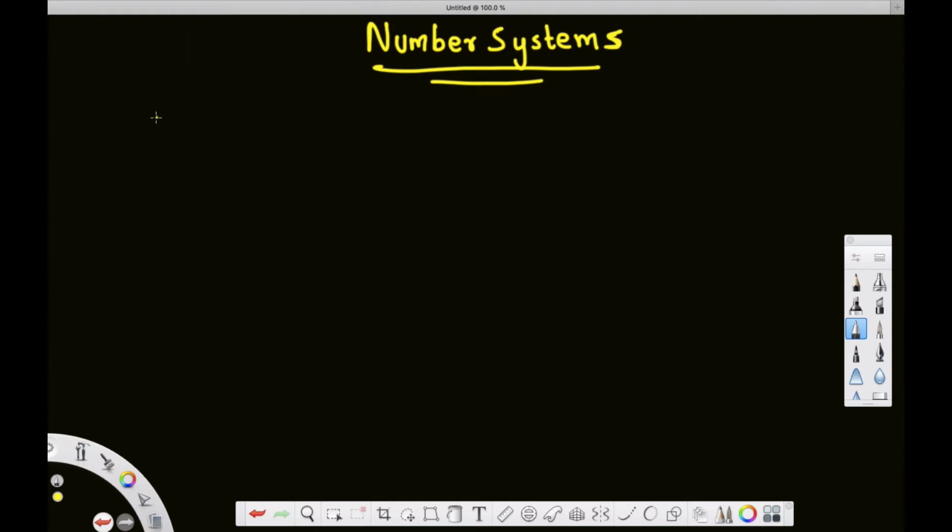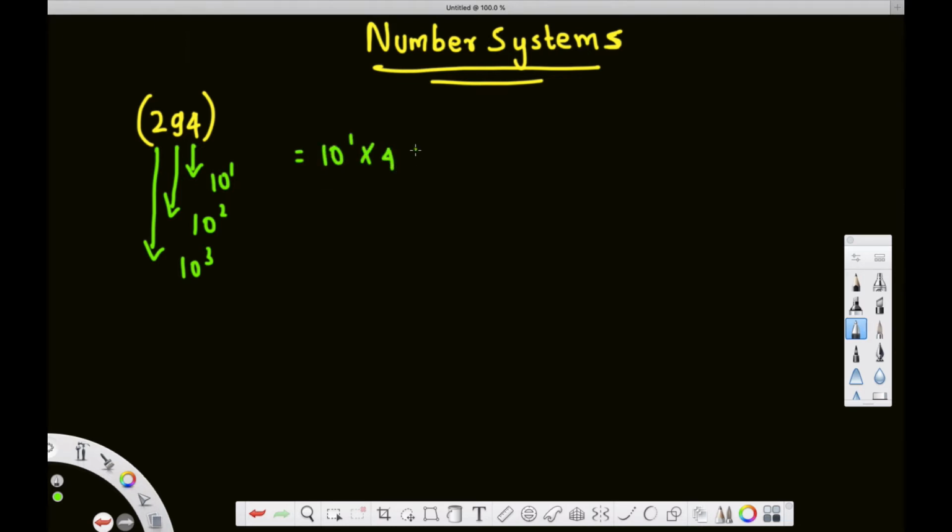Now let's look at an example. If you look at 294, the last number is 4. This is taking the place of 10 power 1, and this is taking the place of 10 power 2, and this one is taking the place of 10 power 3. Now 10 power 1 times 4 plus 9 is taking the place of 10 power 2, so 10 power 2 times 9, and then 2 is taking the place of, okay, it's starting from 0.